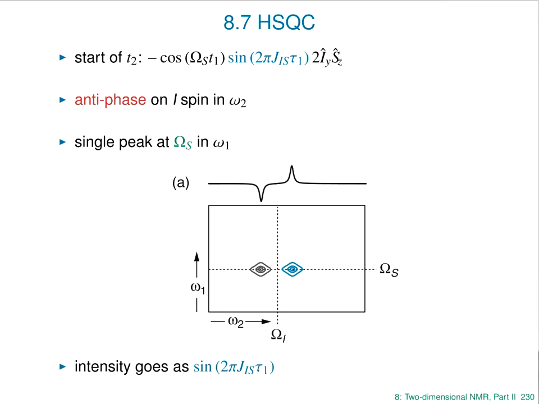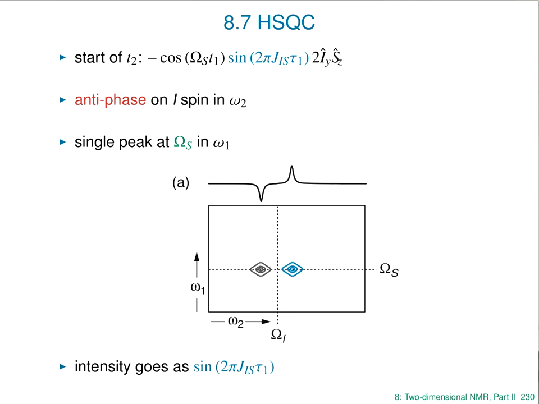And of course, there will be no peak there if there isn't a coupling, because the intensity of the peak goes as this sine 2 pi J tau 1 term. And if J is 0, there's no peak. So you see a peak here, a correlation, if there's a J coupling between I and S. And you can spot, of course, that to get the maximum intensity, you need to set tau 1 to 1 over 4J. Don't you always? So that's the simplest form of the HSQC spectrum.